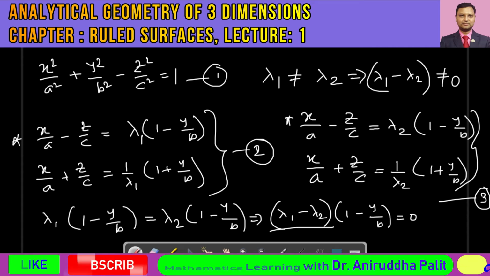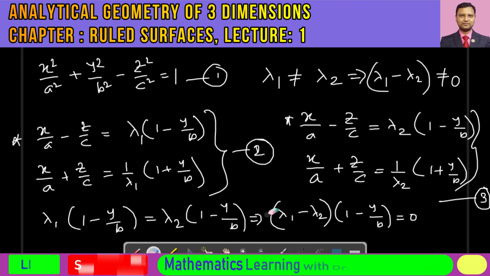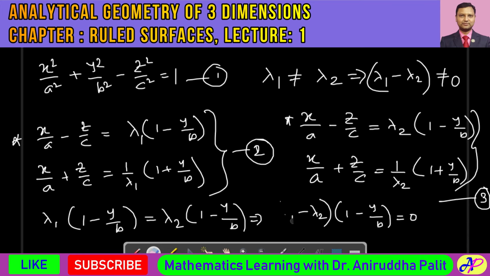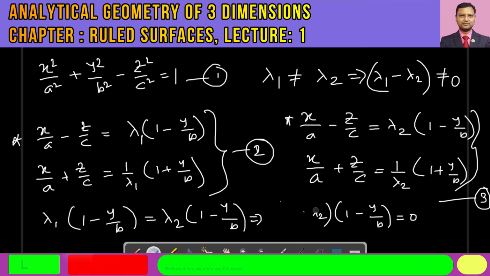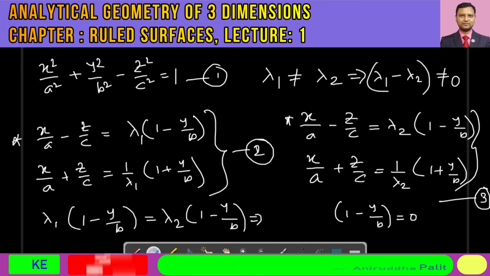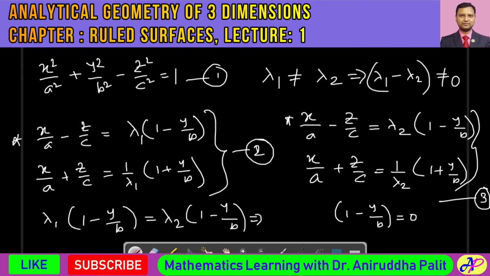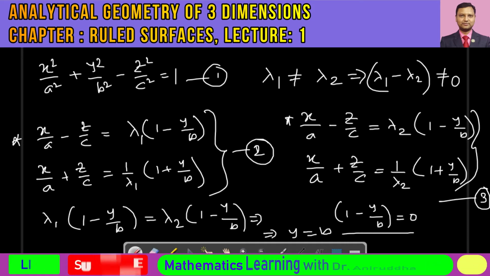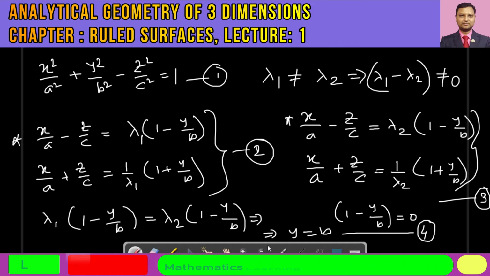So it means that lambda 1 minus lambda 2 is not equal to 0. And if this factor is not equal to 0, then what is the possible case? The only possible case is that we can cancel this factor, and this second factor 1 minus y by b is equal to 0. Therefore the only solution is y is equal to b. So we get the result y is equal to b. Let us mark it as equation number 4.